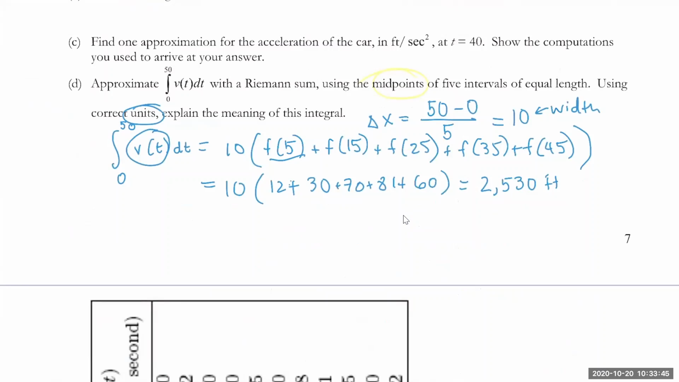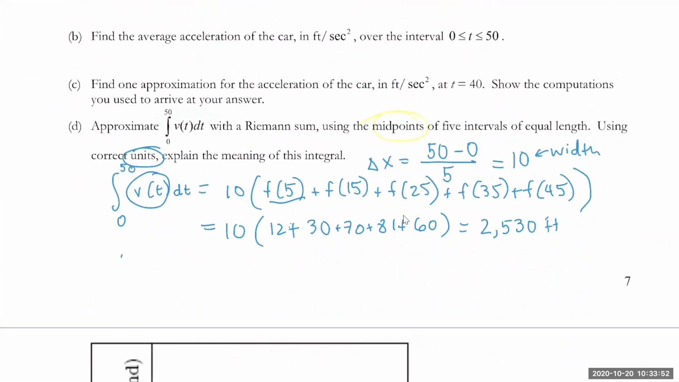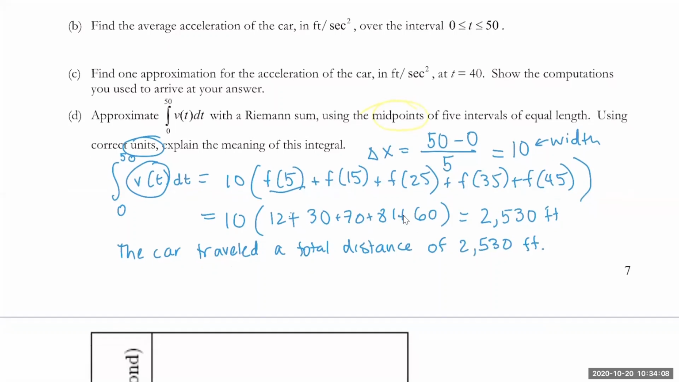And when they say explain the meaning of the integral, then it would be that, what was this, a car? The car traveled a total distance of 2,530 feet. So when you integrate velocity, whatever rate of change you're integrating, if it says feet per second, your accumulation is the feet. Your accumulation is the distance in this case.